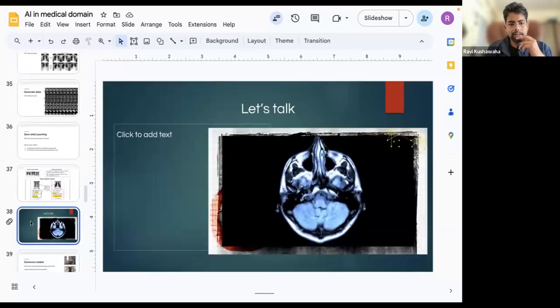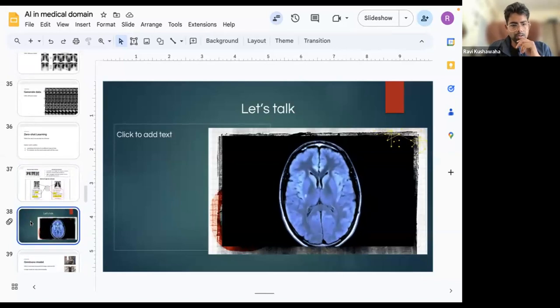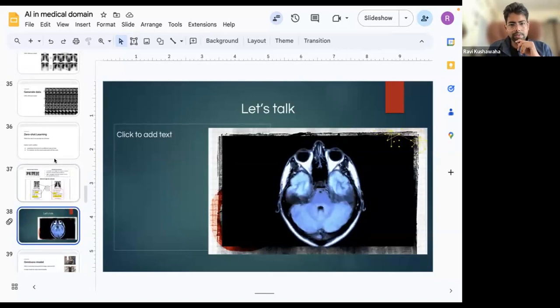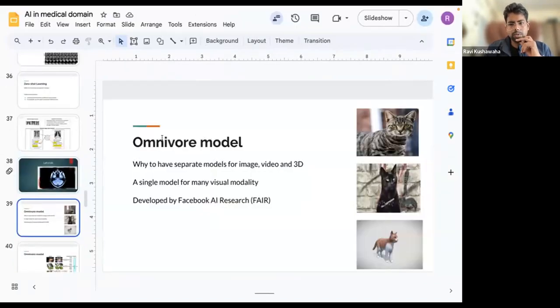So we have come to the end of the second session. If anyone has any question or would like to give feedback about any of the models, we can talk. Yeah, moving on to the third part of the session.